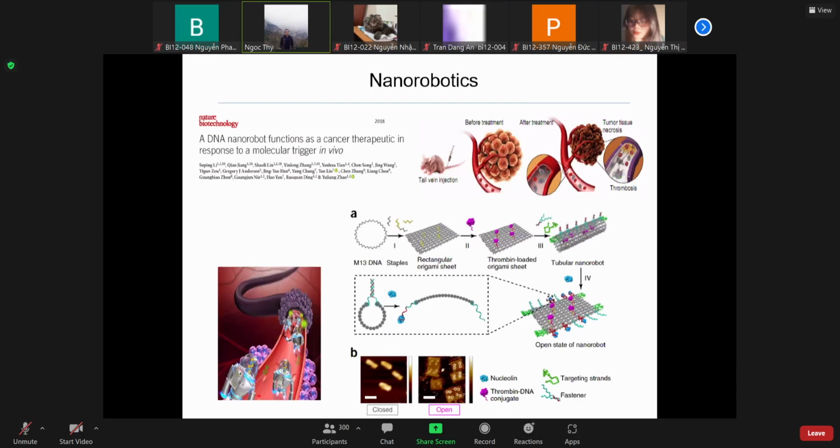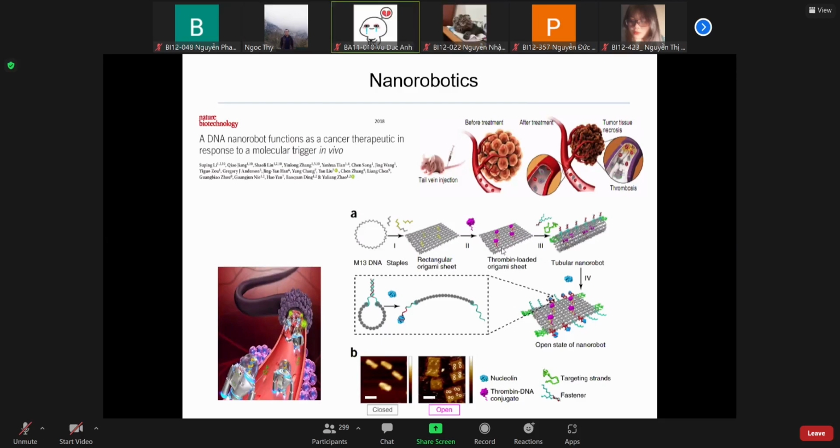So scientists have invented a structure called the nanorobot, in which, from a circular DNA of the bacterial strain M13, by a technique called DNA origami, it will form a plate sheet of DNA fragments like this. And this structure will contain the chemo regions inside of this.